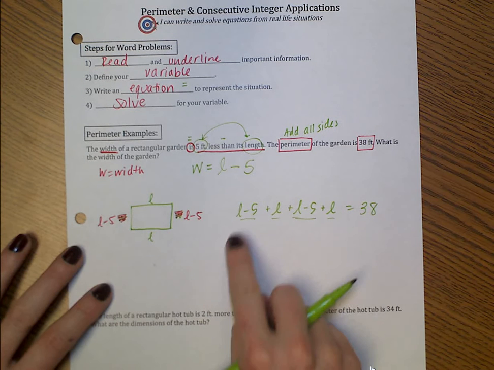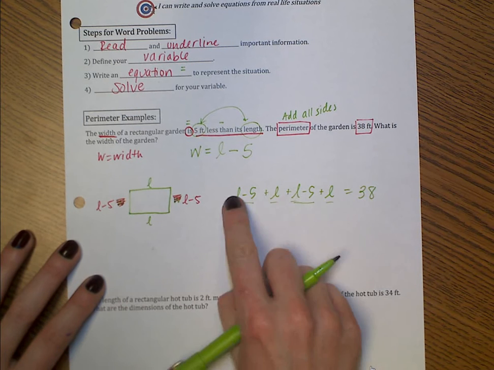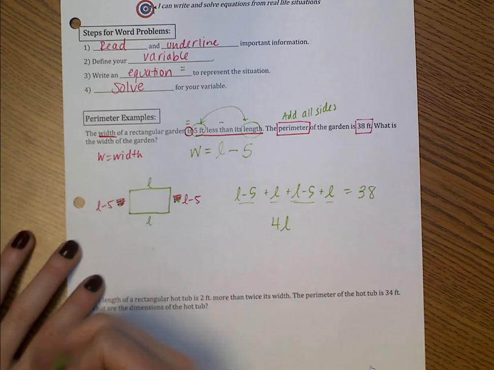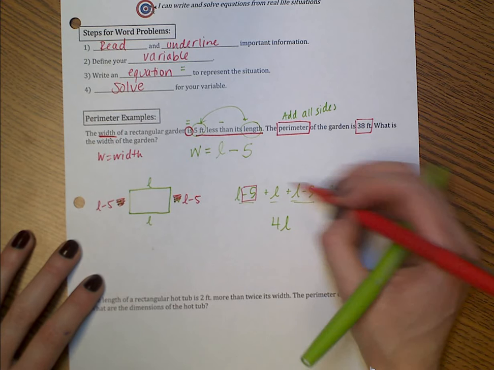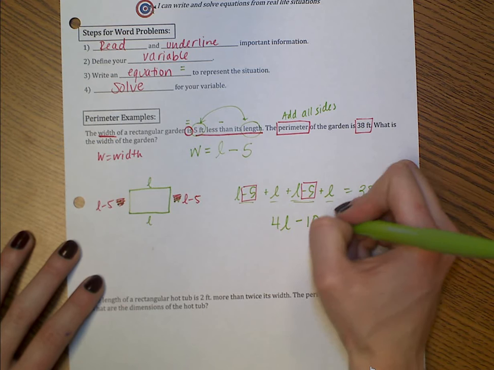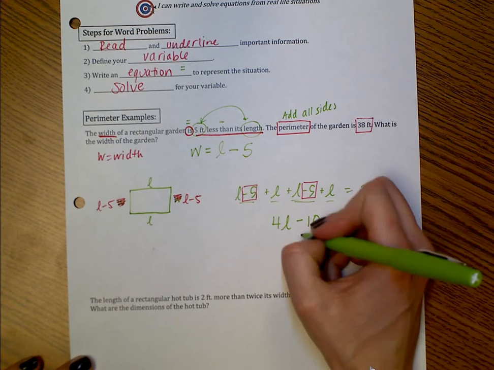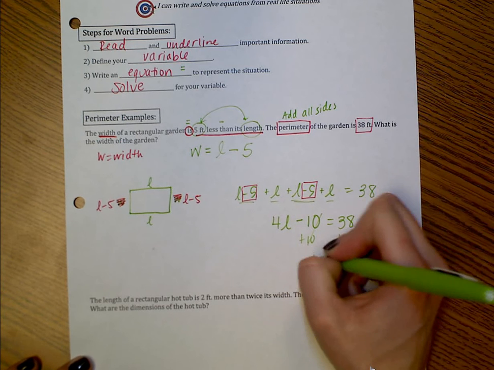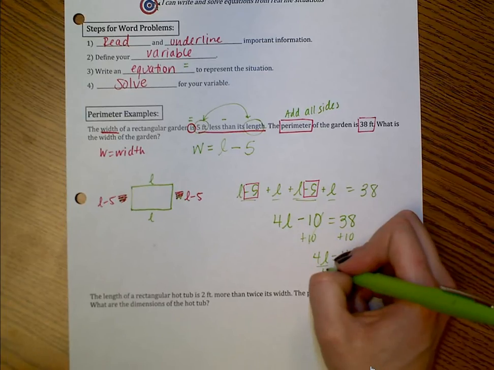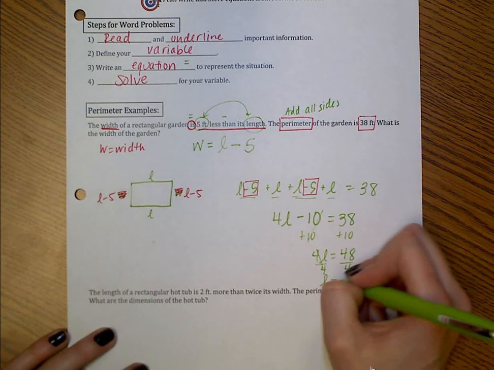Now I have an equation that just uses L, so I can solve this. Let's see, I see 1, 2, 3, 4 L's. So I'm going to combine like terms. Right here, negative 5 and a negative 5 is a negative 10, equals 38. Okay, so now I'm just going to solve it like I always would. Add 10. 4L equals 48. And then I'm going to divide by 4. And I get L equals 12.